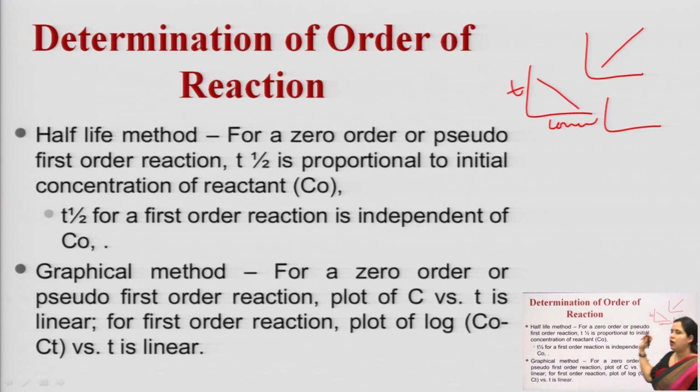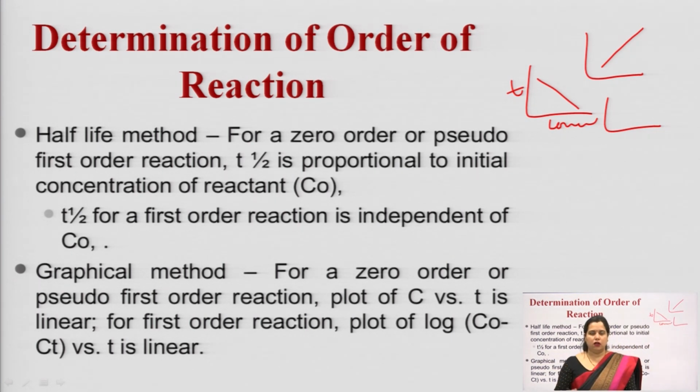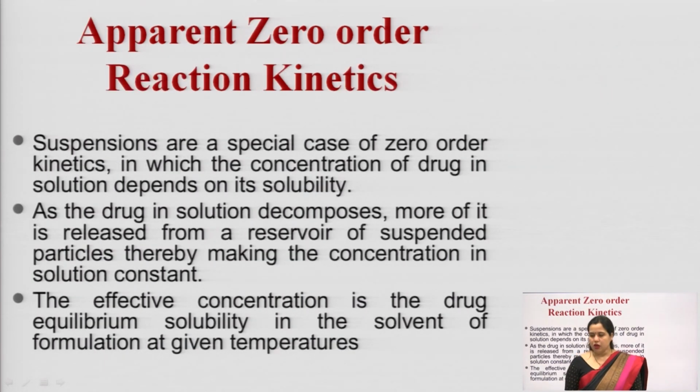So, these are the different types of slope we can get in the graphical method when we put our experimental observation and represent it in the form of graphical methods. Apparent zero order reaction kinetics.